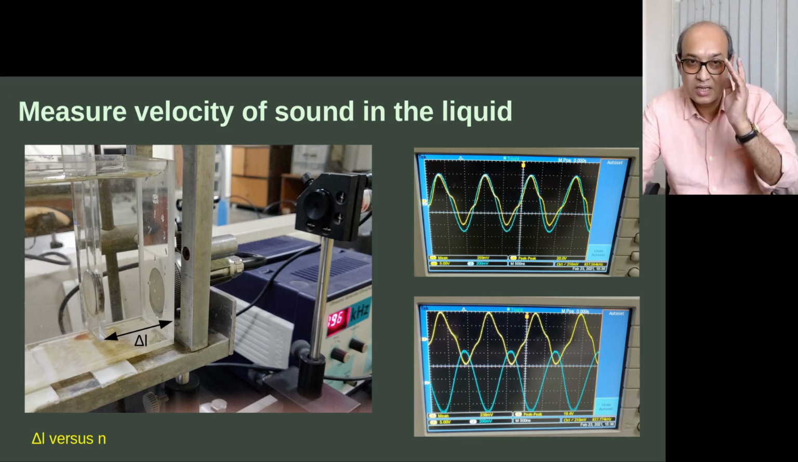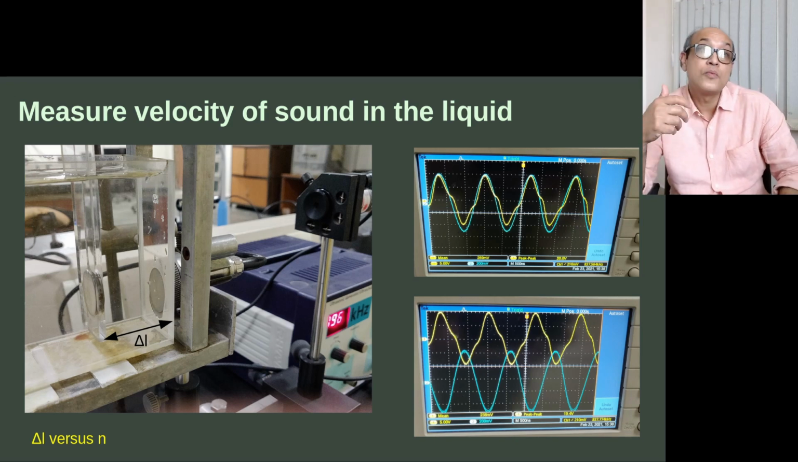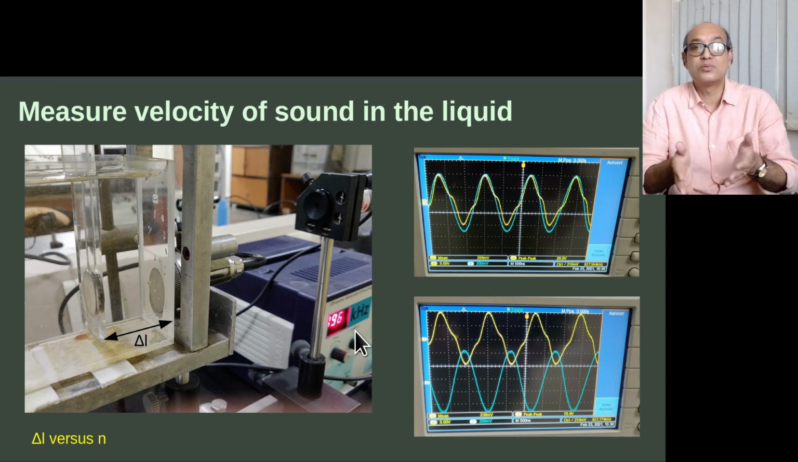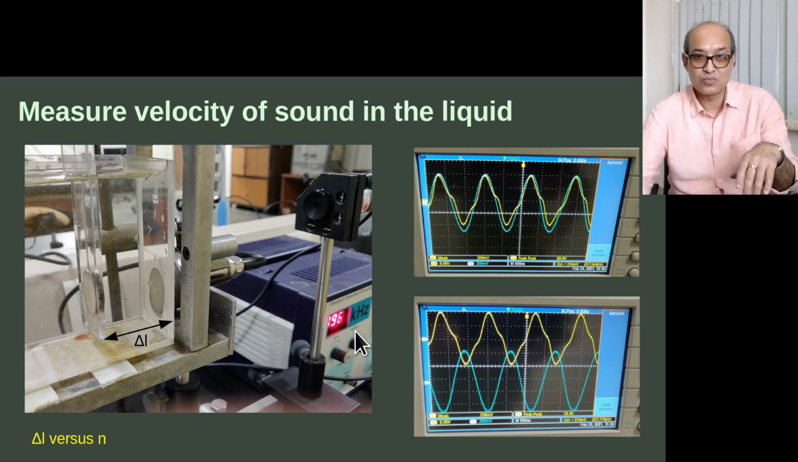This is how we measure the wavelength. Now, we also know the frequency, of course. You can see it here. In one example when we were trying to do this, it showed 796 kilohertz. And if you know lambda, you will be able to calculate the velocity of the sound in the liquid very easily. So we do that.